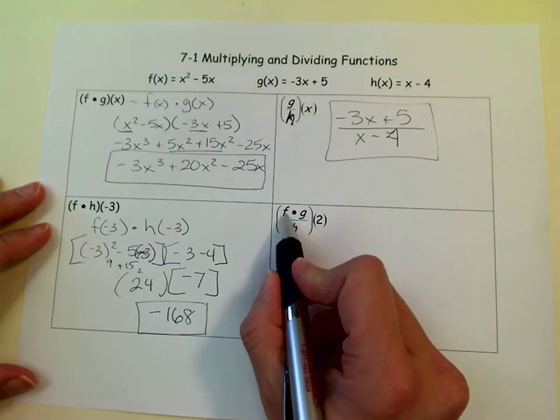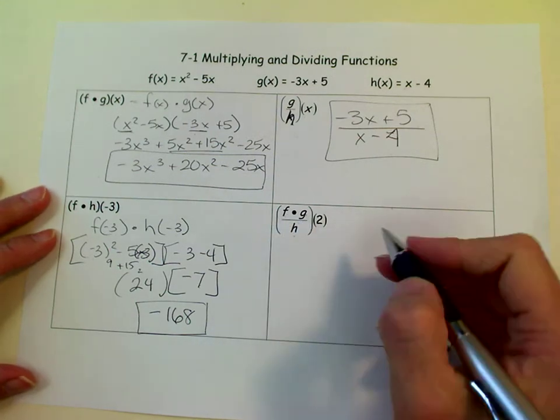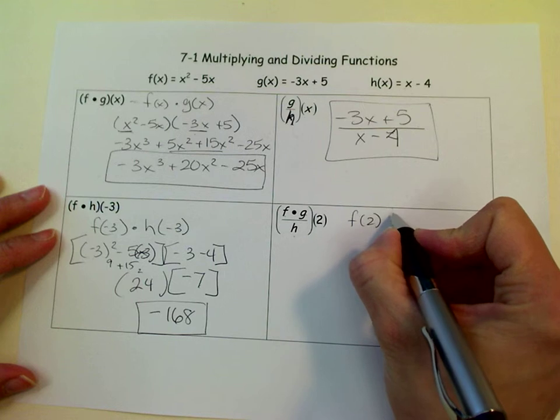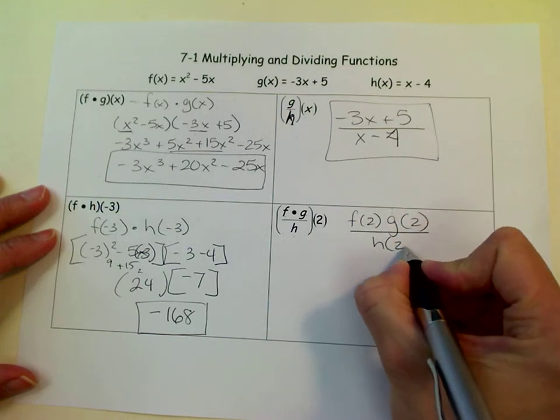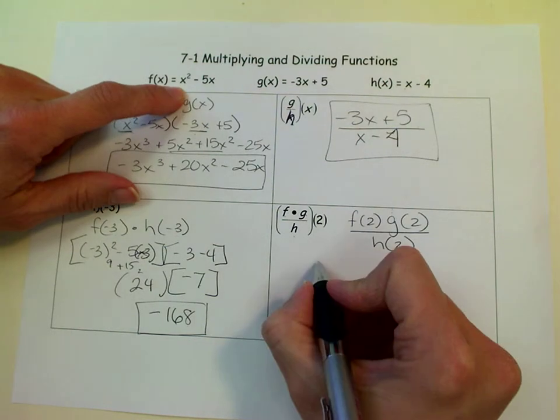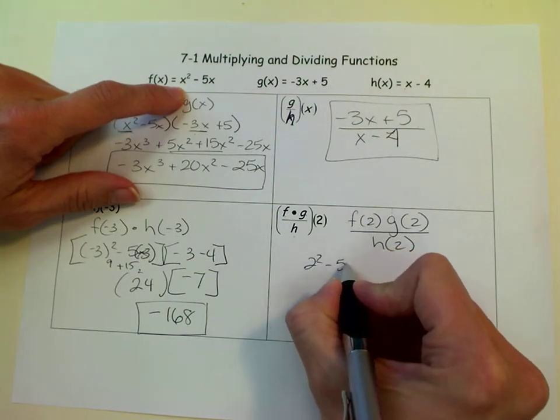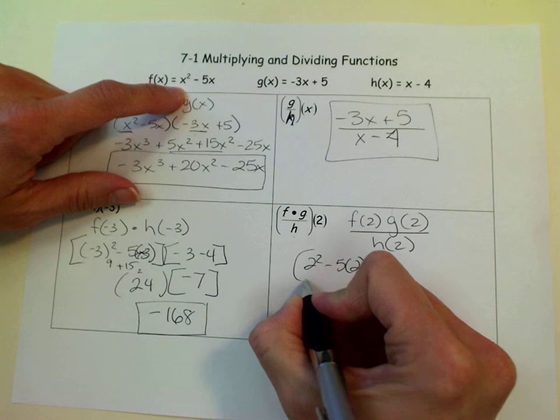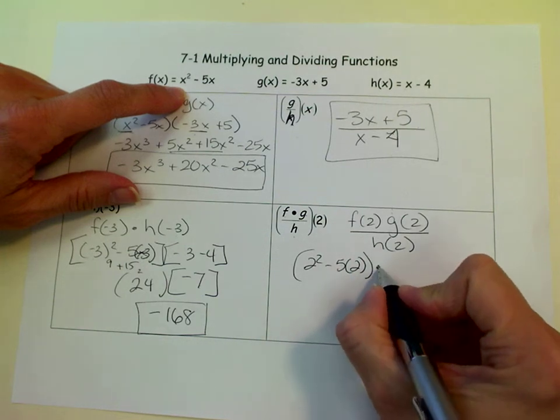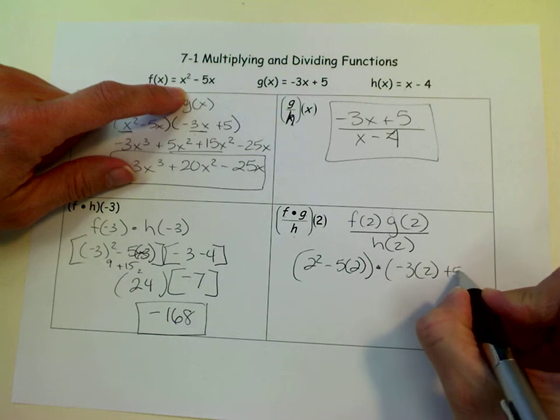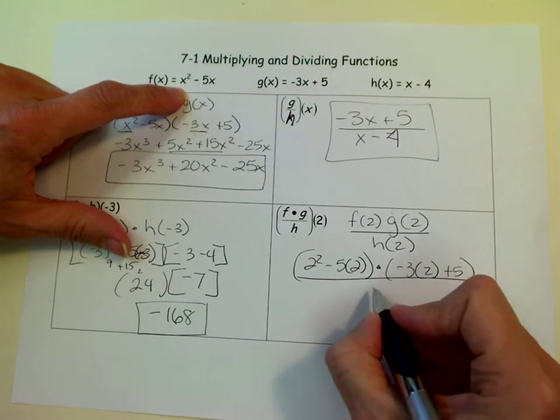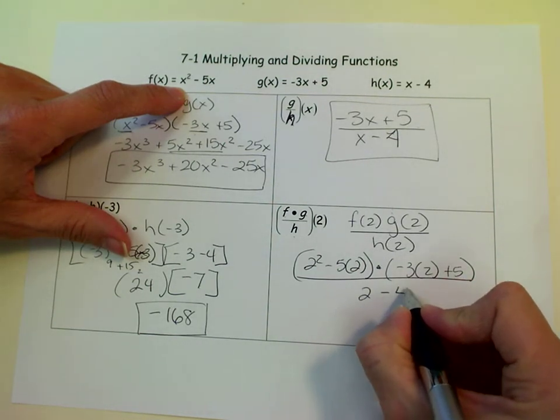Okay, over here you'll notice I have multiplication and division. So I'm going to find f of 2, I'm going to times it by g of 2, and then I'm going to divide it by h of 2. So f of 2, so that's 2 squared minus 5x, or 5 times 2, and then times g of 2, so I'm going to take a negative 3 times 2 plus 5, all over h of 2, so 2 minus 4.